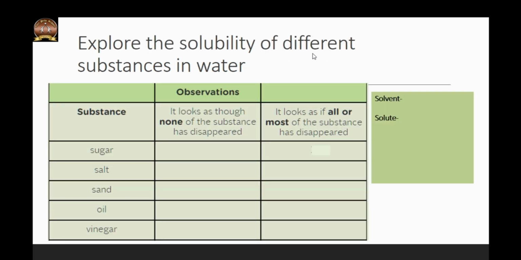Let's explore the solubility of different substances in water. You could try taking these substances which are easily available in and around your homes. That is sugar, salt, sand, oil and vinegar. You can note down two types of observations.